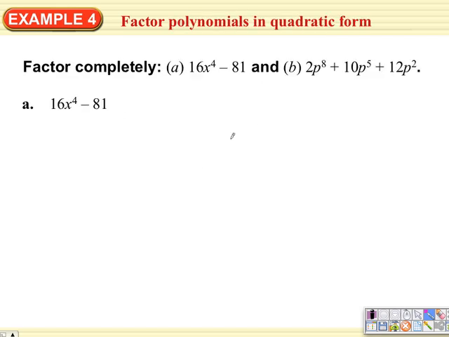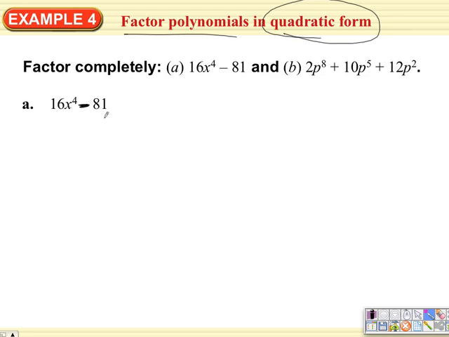Okay, example 4. We're going to factor polynomials again, but there's a different type of form up here, quadratic form. We'll get to that. Let's look at this right here. If I told you to factor this right here, step 1, look for GCF, which 16 and 81, there's not a GCF. You notice it's a difference. The next thing you think, is it a difference of squares? Is it a difference of cubes? Well, I know it's not a cube. I mean, the fourth power can't be a cube, so we're okay on cube.